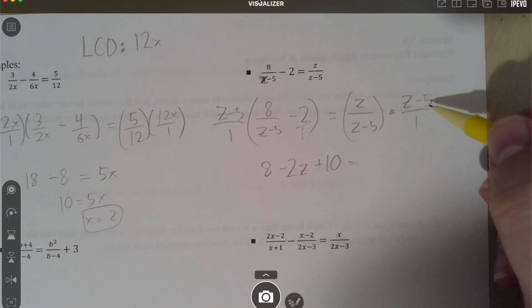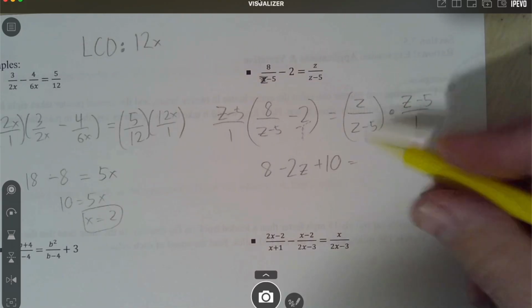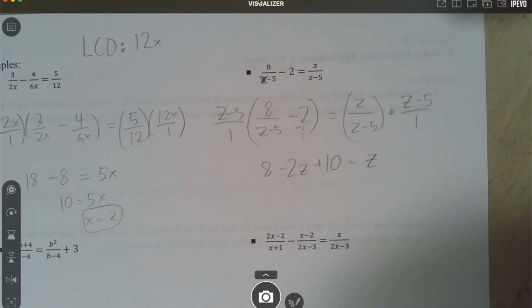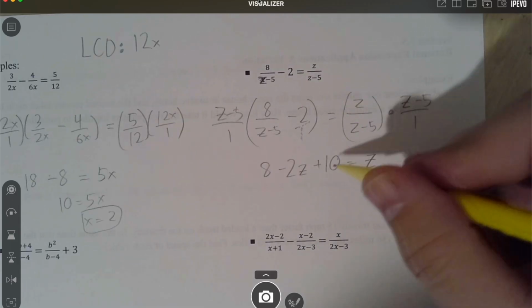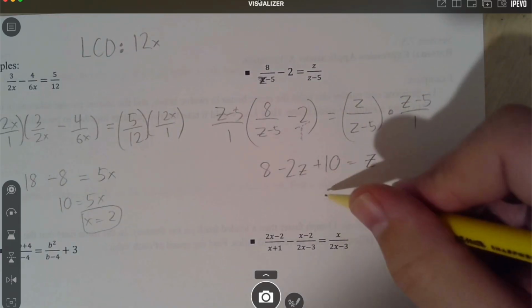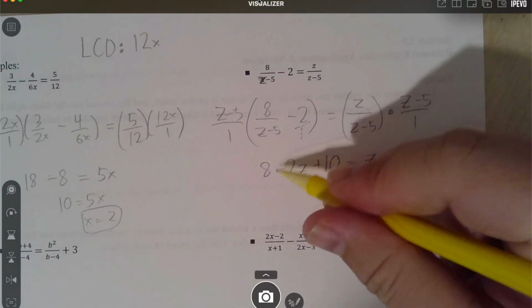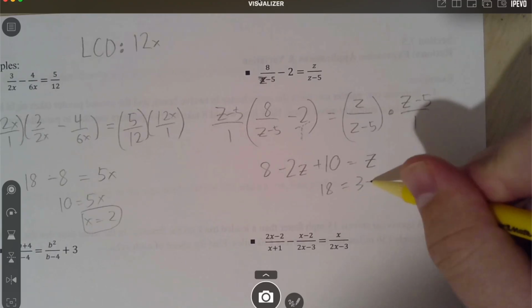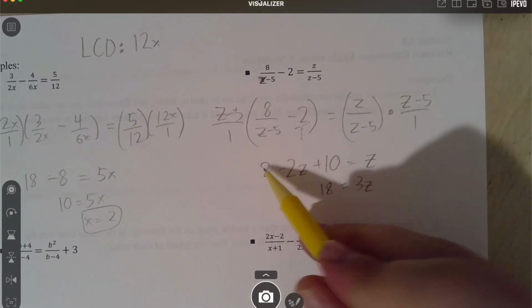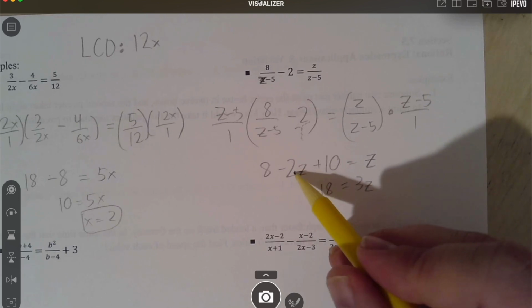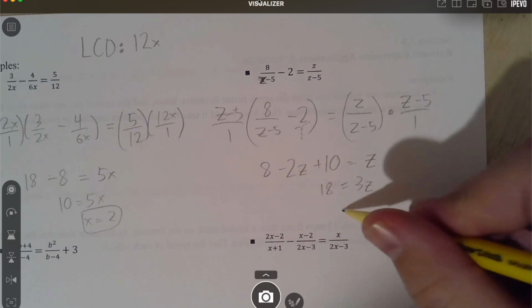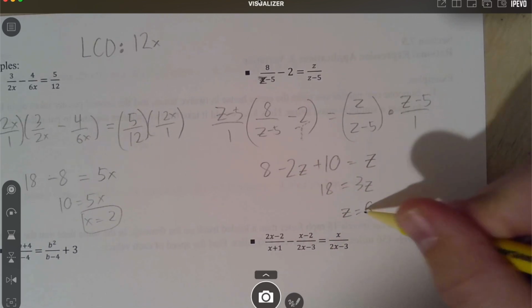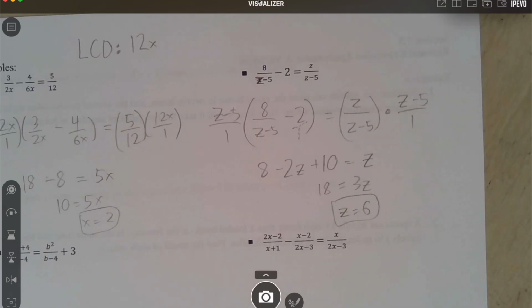And then on the right hand side, z minus 5 and z minus 5 cancel totally, and I'm just left with a z. If you work that out really quickly, if I add the 2z to the other side, I'll be left with 18 by also combining. And I've got 3z. So again, I'm just taking the 8 and 10 and putting them together. I'm adding the 2z over and getting 3z. If I then divide, I get z equals 6. So nothing too bad there either.